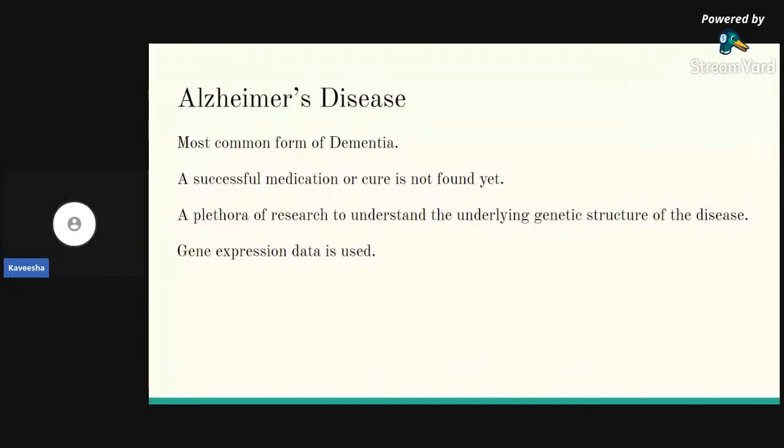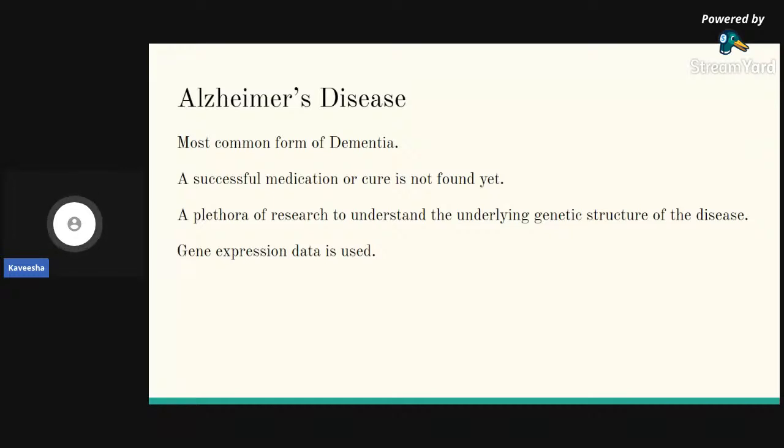It's the most common form of dementia, and a successful medication or a cure for the disease is not found yet. The interesting thing is that the disease has been known for more than 100 years, but scientists and researchers are still struggling to find a successful medication or a cure. The main reason is that scientists are not exactly sure what the real cause behind Alzheimer's disease is.